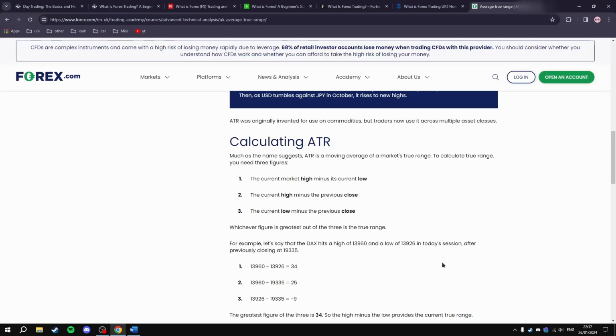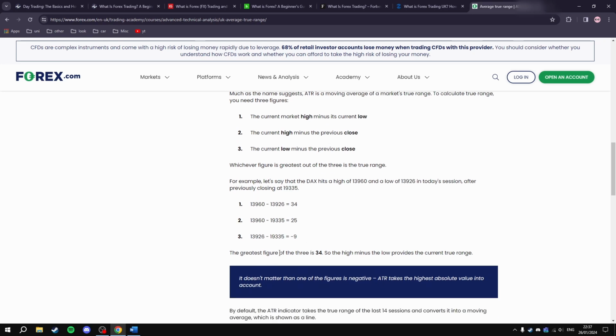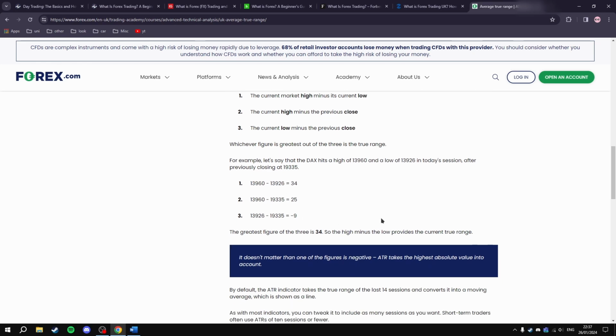For example, let's say that the DAX hits a high of 13960 and a low of 13926 in today's session, after previously closing at 13935. So current market high 13960 minus its current low 13926 is 34. The current high 13960 minus previous close 13935, and the current low 13926 minus previous close 13935. The greatest figure of the three is 34, so the high minus the low provides the current true range.